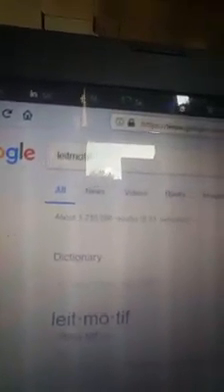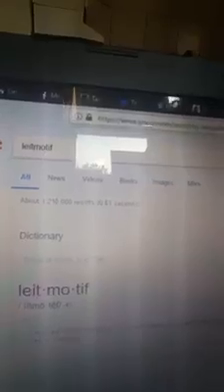Anyway, here's what it looks like. I got it up on Google here for you. I'm going to turn the camera around so you can take a look at this. There. In case you can see this, and I hope you do, leitmotif, a noun. It means a recurrent theme throughout a musical or literary composition associated with a particular person, idea, or situation.